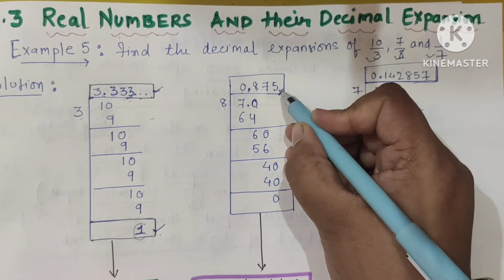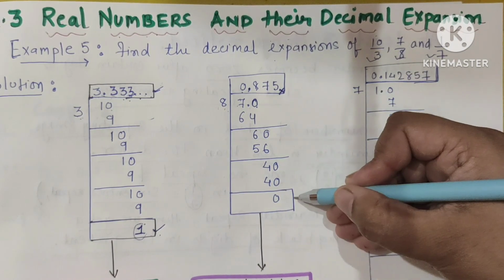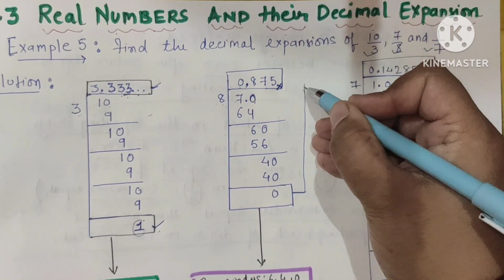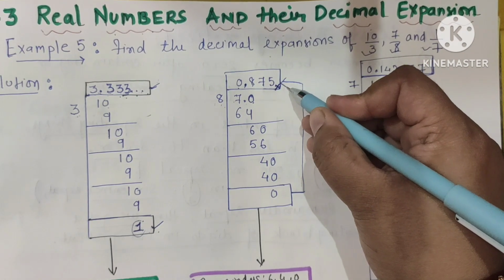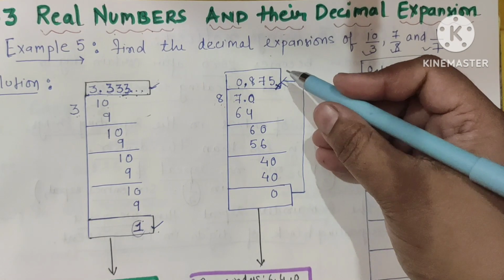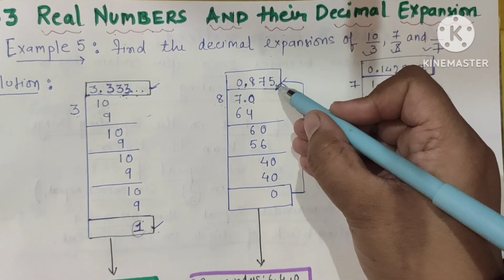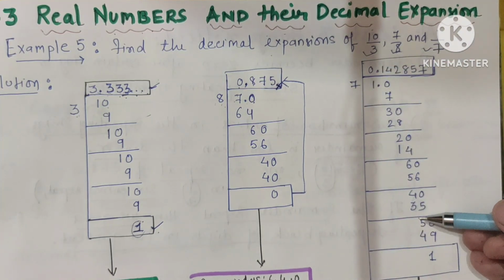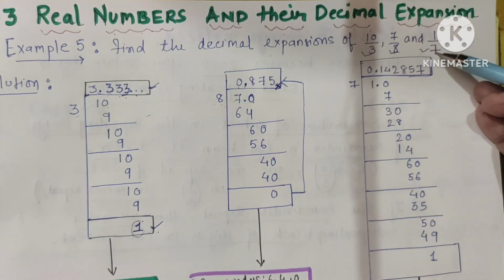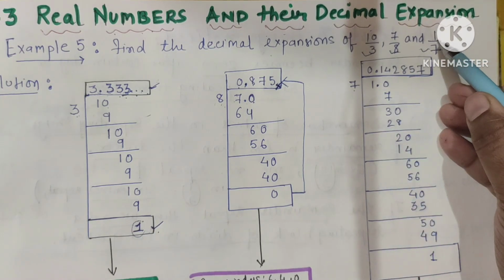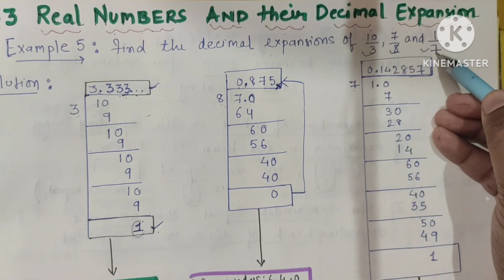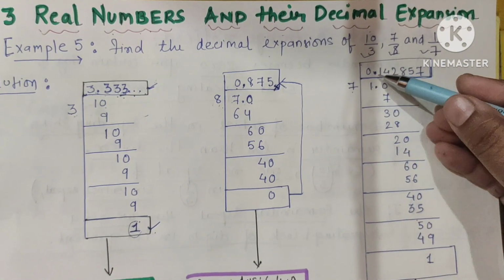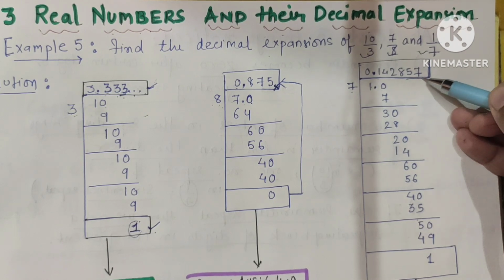Terminating means it is ending over here. Why? Because you have got 0 in your remainder, so the termination has been done over here, okay. Now you won't get any digits after this, okay. The third question is 1/7. Once again the numerator is less than denominator, so here I have taken point first and then you are going to calculate the digits.